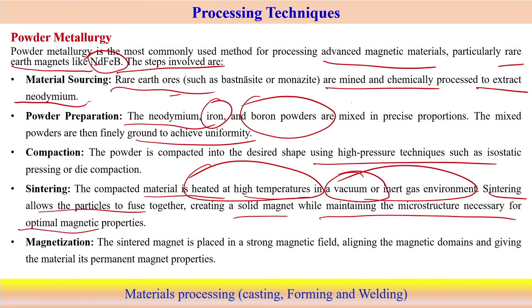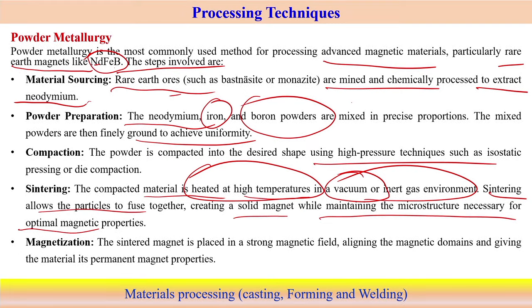It means that during the sintering operation, by controlling the temperature and time, we can control the grain structure. We have already seen that the grain structure has a very good influence on the magnetic properties also. This grain structure is usually controlled in the sintering operation when you try to produce the solid magnet component. Once the sintering is done, the sintered magnet, the solid component, is placed in a strong magnetic field.